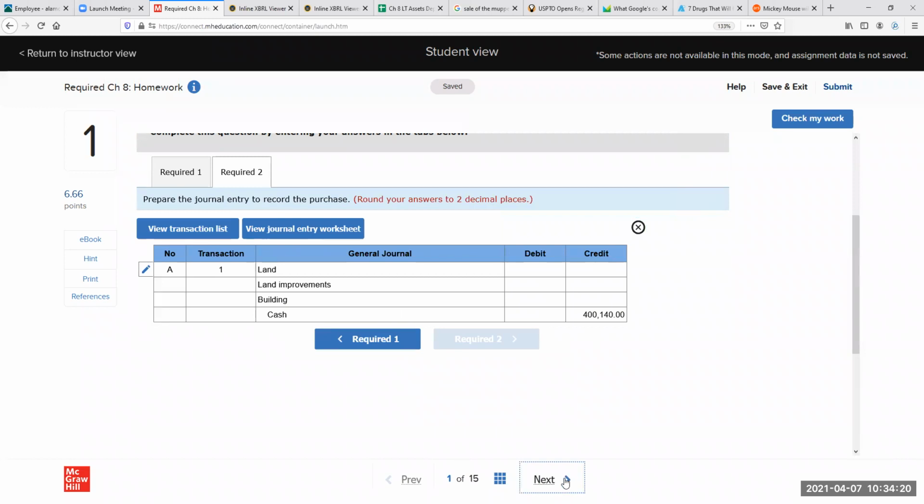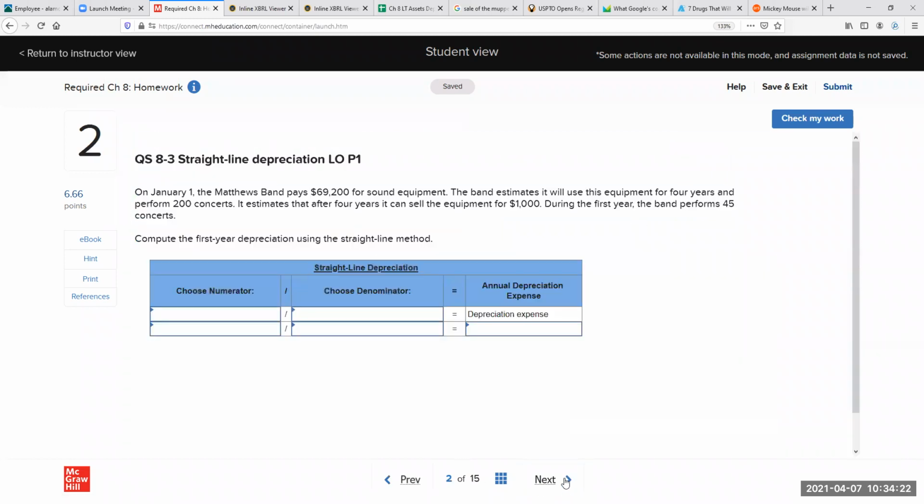All right, let's go on to number 2. Straight line depreciation. Well, you have to figure out the formula. But let's first make sure y'all know that this is used in real life. These are useful things. These are real things we're learning.